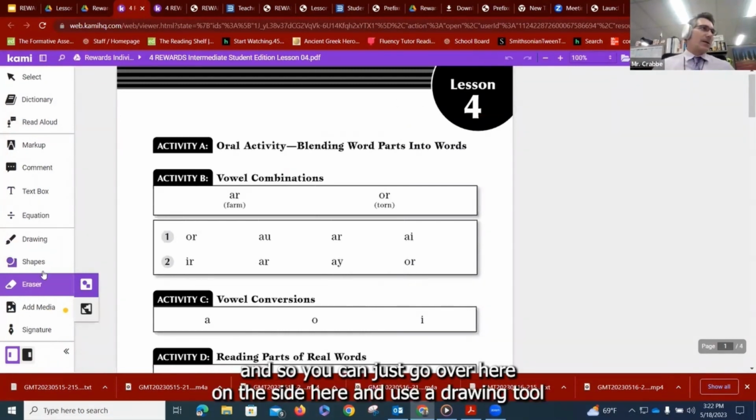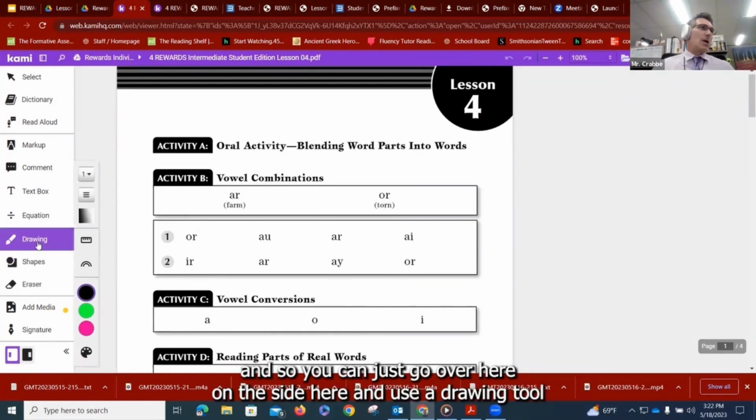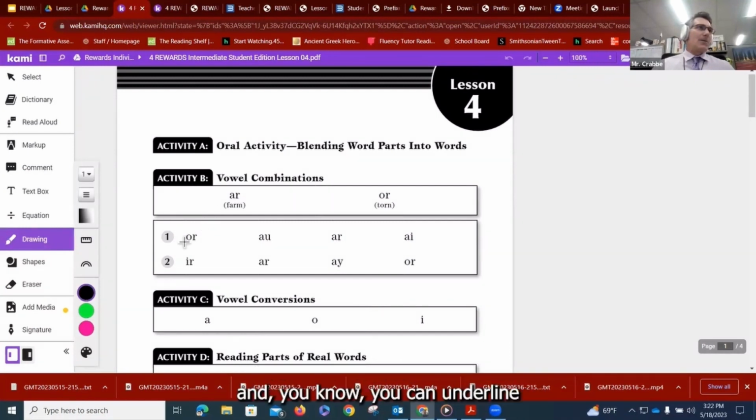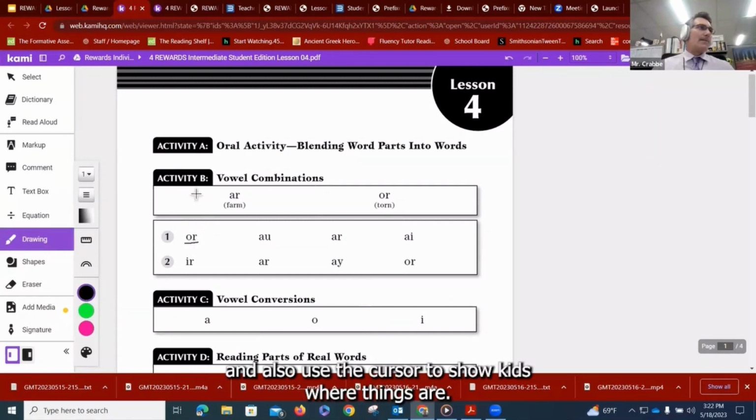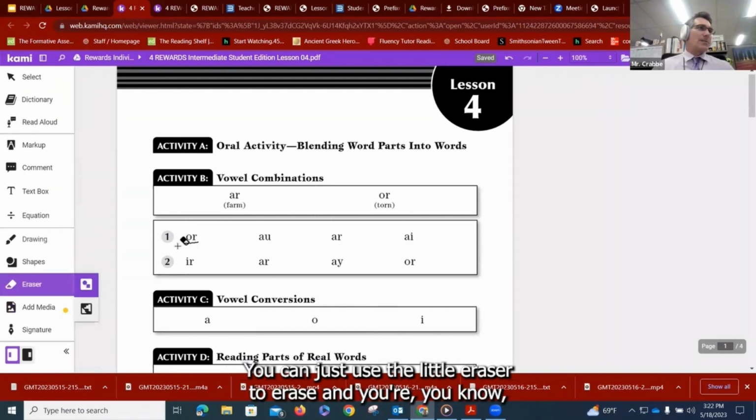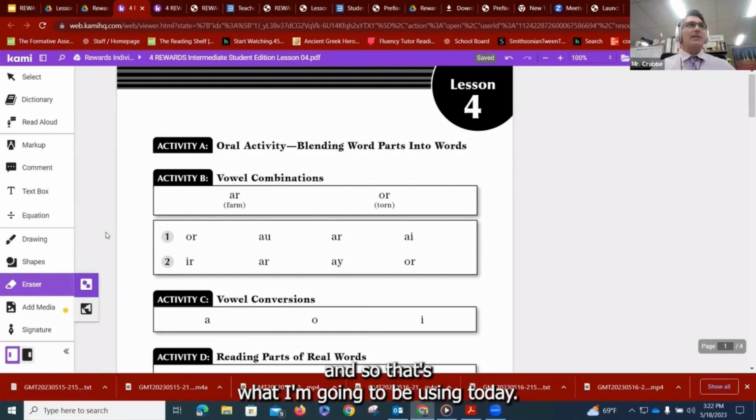And so you can just go over here on the side and use a drawing tool, and you can underline and also use the cursor to show kids where things are. You can just use the little eraser to erase, and that's what I'm going to be using today.